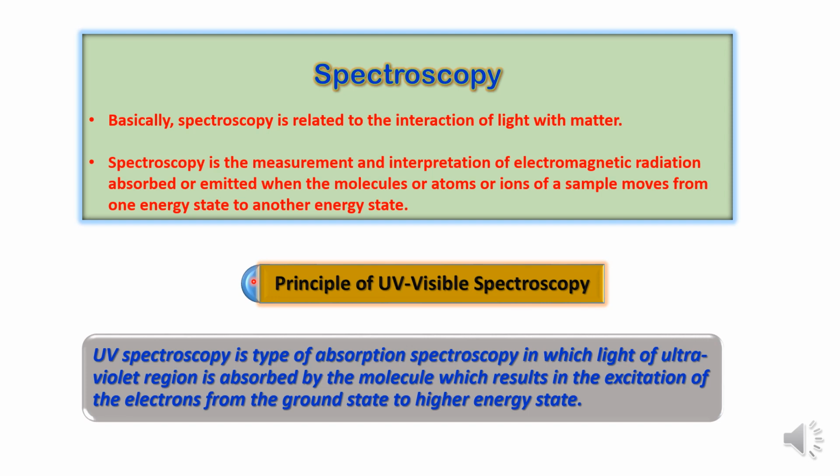Now when this electromagnetic radiation is absorbed, some changes take place in the molecule or atom. Generally, in UV-visible spectroscopy, electronic excitation takes place. In case of NMR spectroscopy, nuclear transitions take place. In case of IR spectroscopy, the changes in the vibrational energy level take place. So these changes are taking place, and after that we get the spectra, and that spectra gives the information.